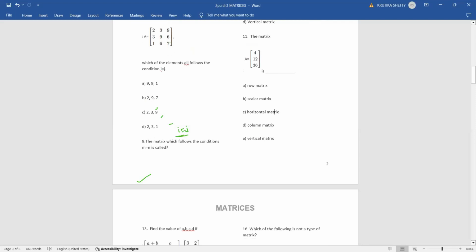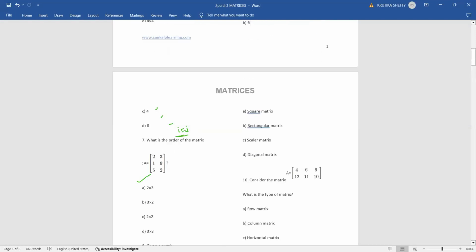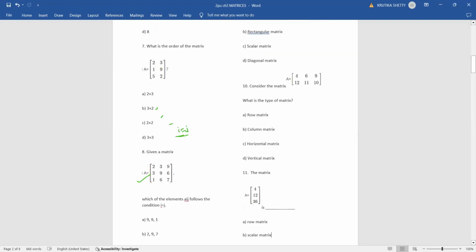Come to question number 10 over here. Question number 9 we have discussed, it is just a square matrix. Next, come to question number 10. What's given here? Consider the matrix A equal to 4, 6, 9, 12, 11, 10. What is the type of matrix? This is a CET based question.